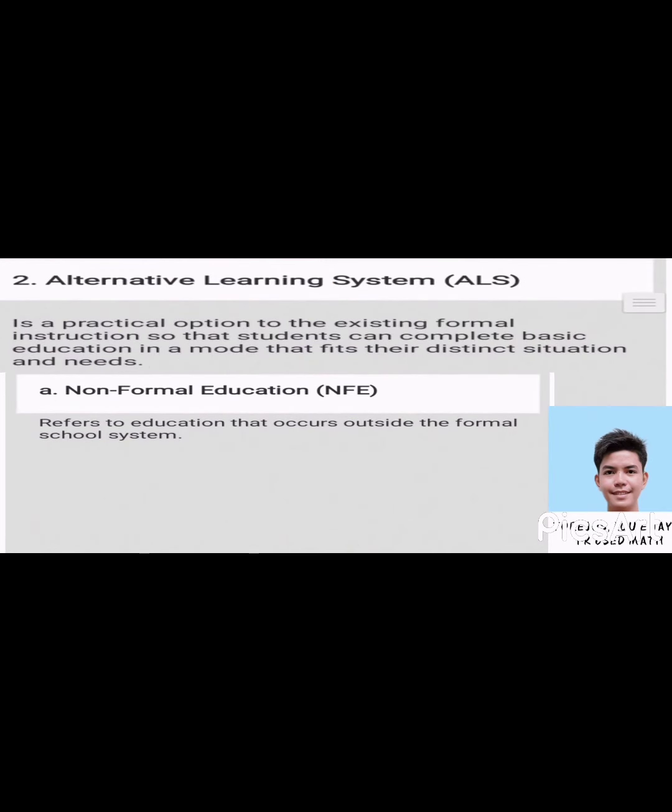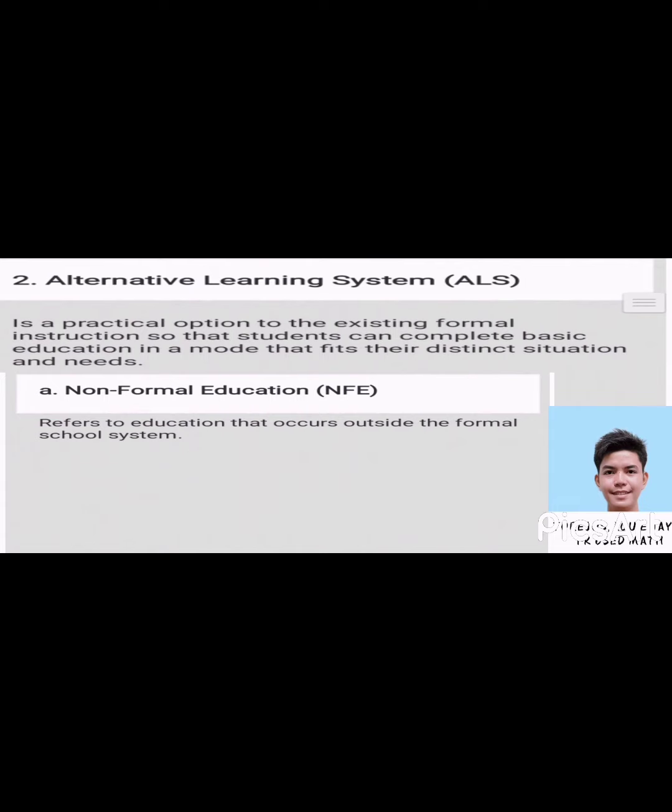Second is the alternative learning system or ALS. It is a practical option to the existing formal instruction so that students can complete basic education in a mode that fits their distinct situation and needs. The alternative learning system is intended for students who have hectic schedules, such as working students and young mothers who want to finish their primary and secondary education.